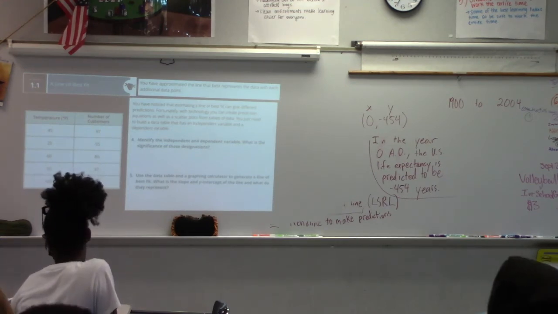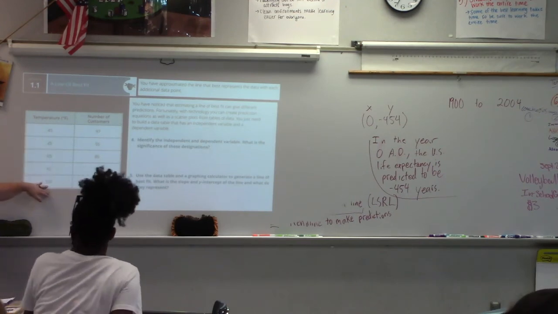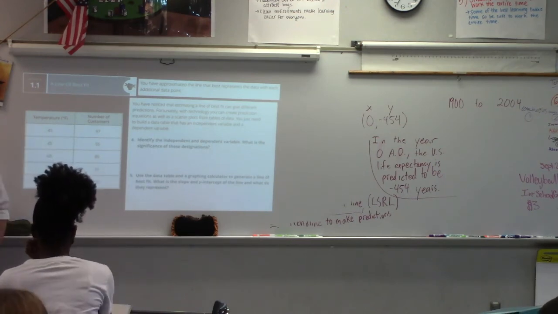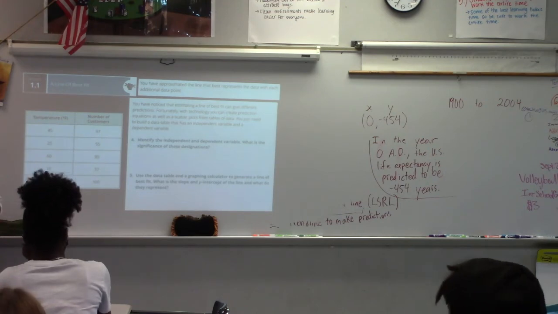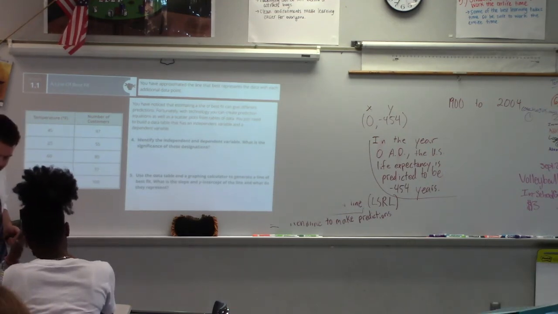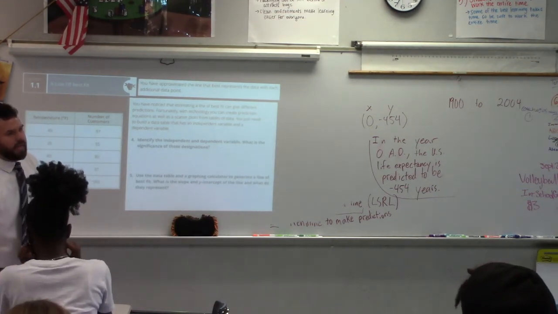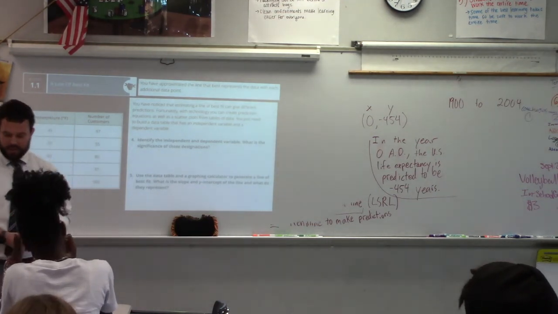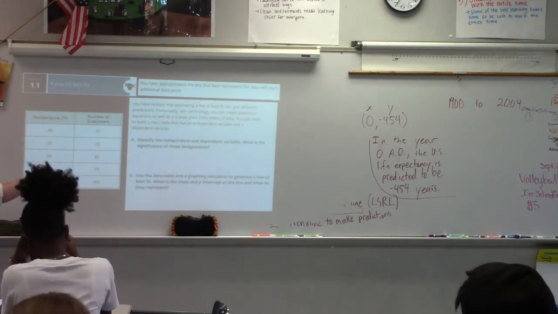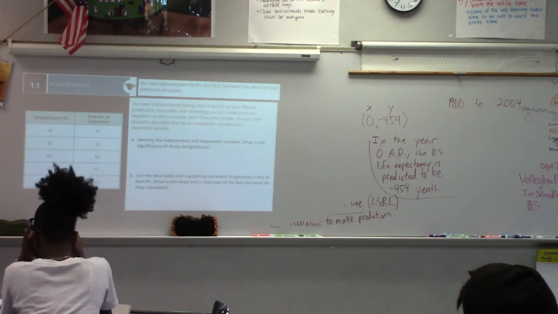So, we already looked at these data points. We graphed it out by hand earlier in this lesson. We also drew a trend line, or wrote an equation for a trend line, for number 1. Now we're going to look at the least squares regression line. It says use the data table and a graphing calculator to generate a line of best fit.